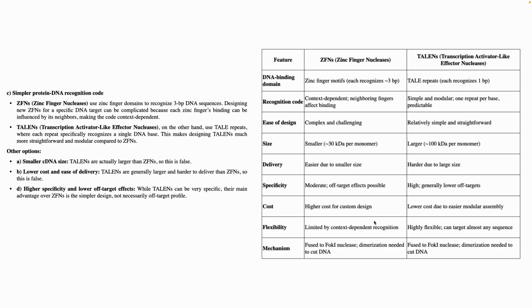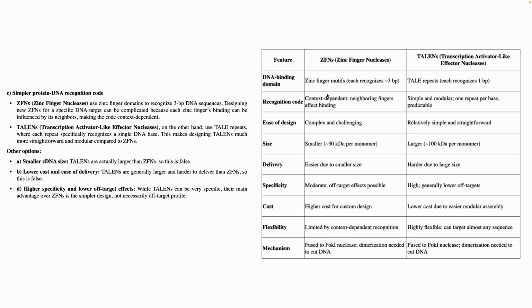So there are some differences between the zinc finger nucleases and the TALENs. In zinc finger, each zinc finger motif recognizes 3 base pairs, while each TALEN repeat recognizes 1 DNA base pair.